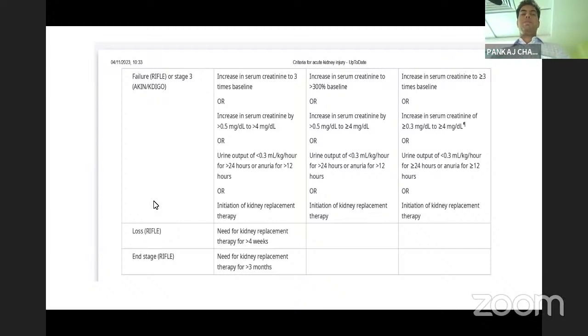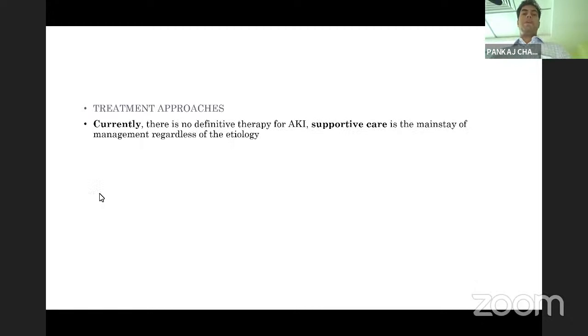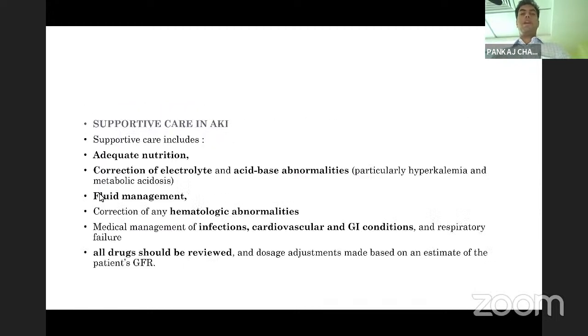Treatment approaches. Currently there is no definite therapy, but supportive care is the mainstay of management regardless of the etiology. Supportive care in AKI includes adequate nutrition, correction of electrolyte and acid-base abnormalities, particularly hyperkalemia and metabolic acidosis, fluid management, correction of any hematological abnormalities, and the medical management of infection, cardiovascular, and GI conditions.